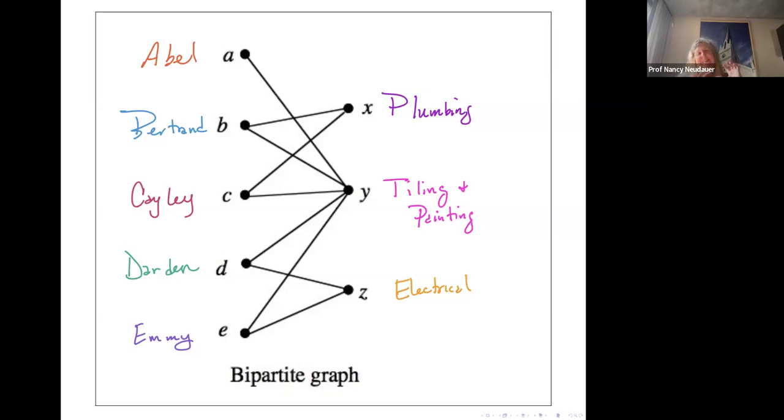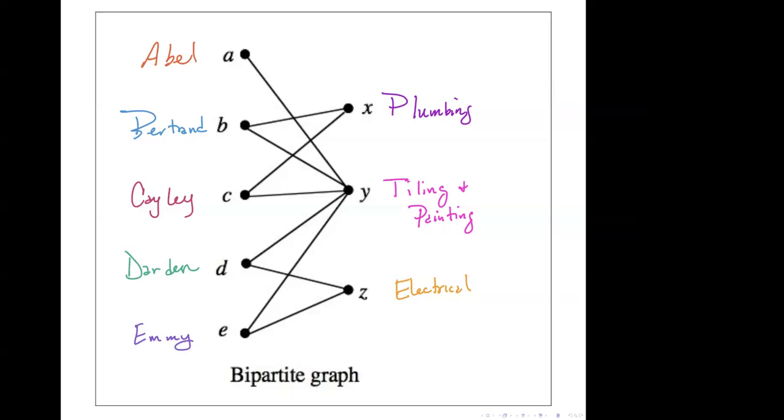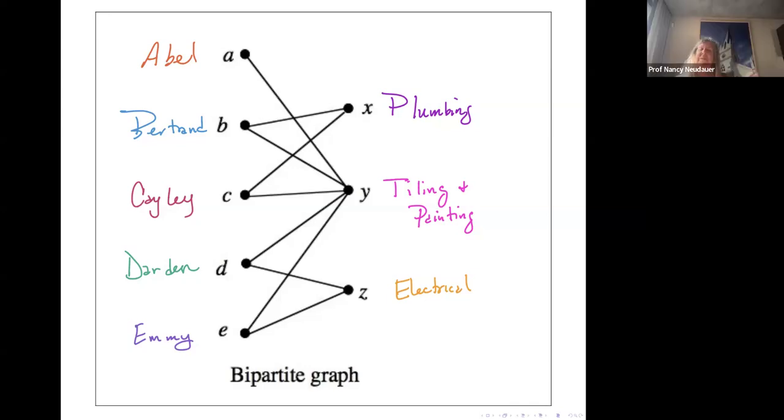So we want to find a set of 3 people who can cover all 3 jobs. That's a transversal of this graph, and it's going to be the basis of a matroid.